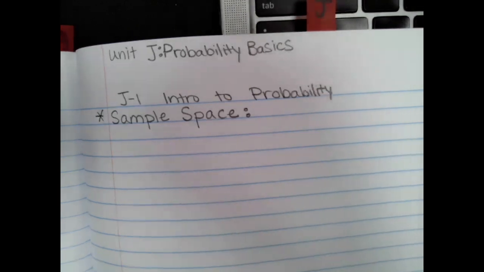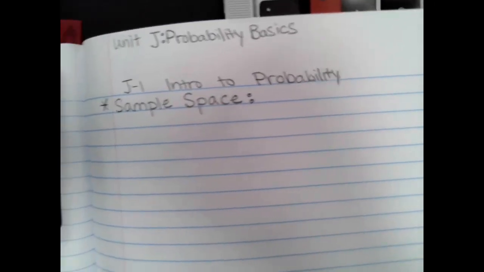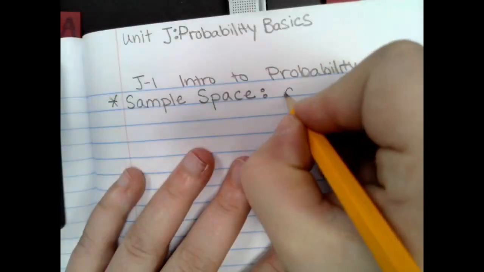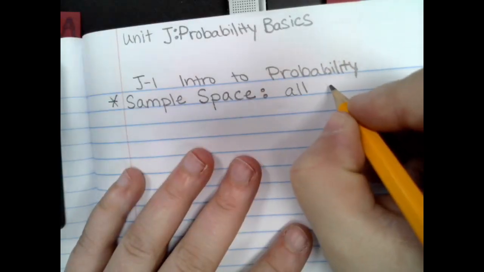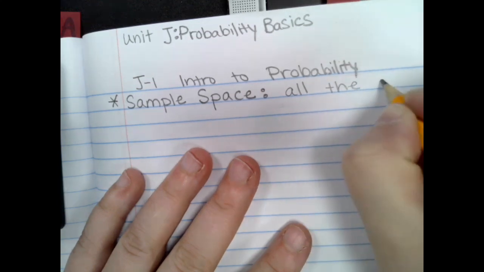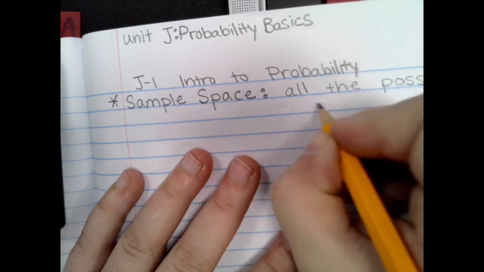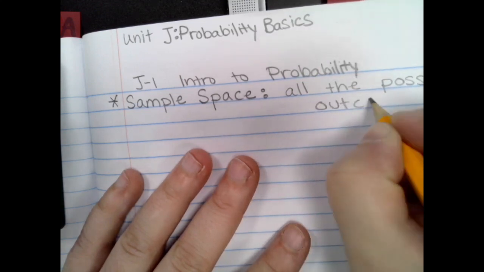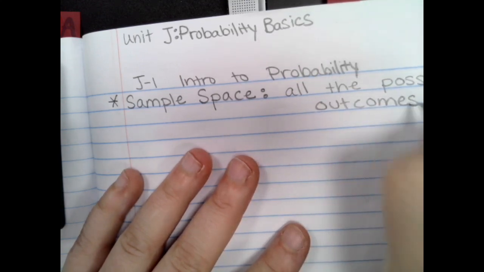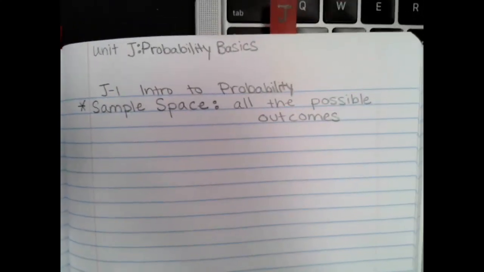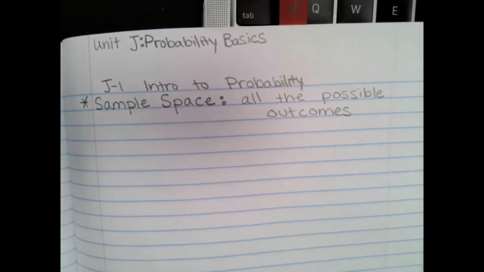Sample space is all the possible outcomes.